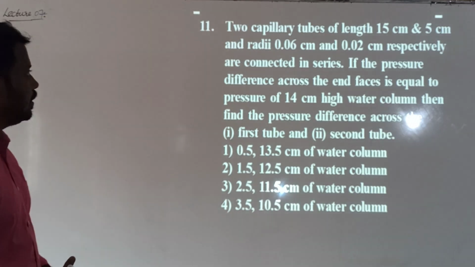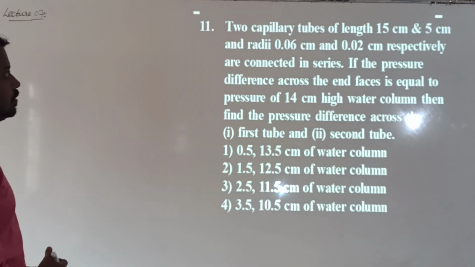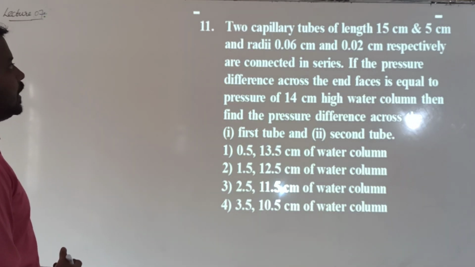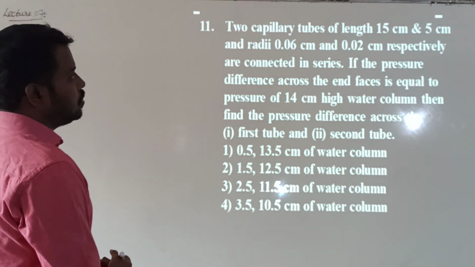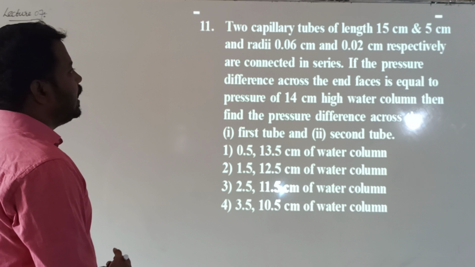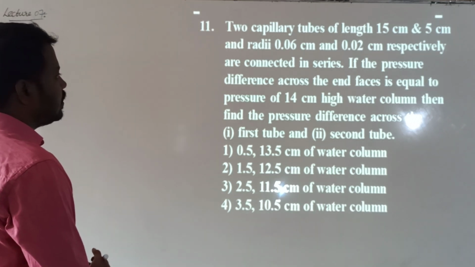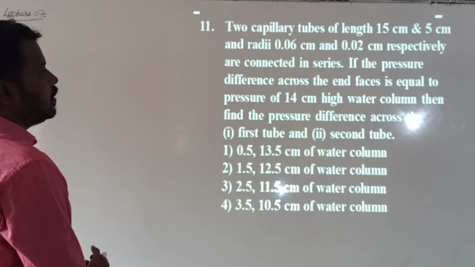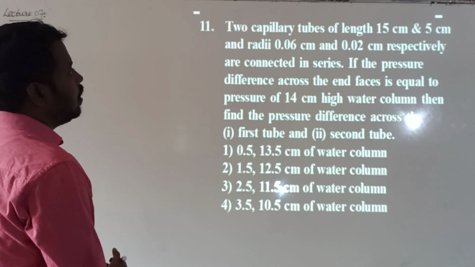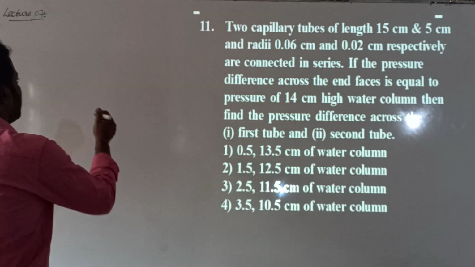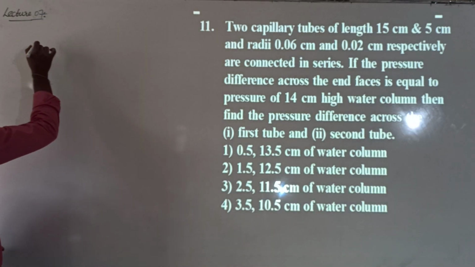So question number 11. Two capillary tubes of lengths 15 centimeters and 5 centimeters, and radii 0.06 centimeters and 0.02 centimeters respectively, are connected in series. The pressure difference across the ends of the tubes is equal to 14 centimeters of water column. Then find the pressure difference across the first tube and also the second tube. So this is a question based on the Poiseuille formula.